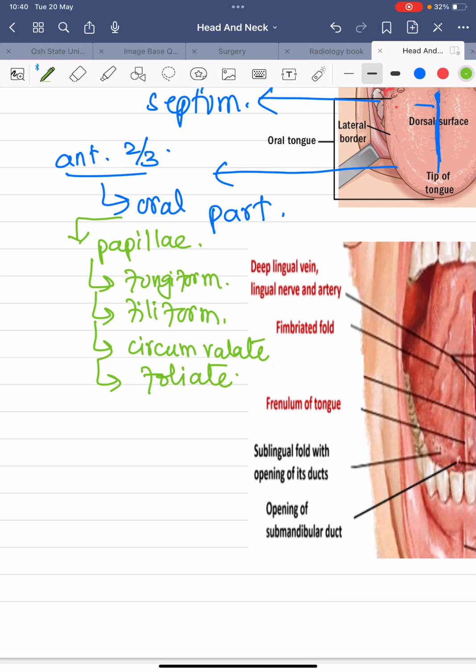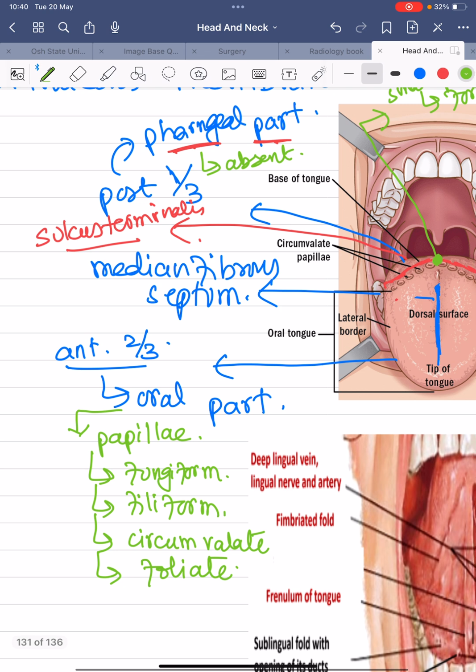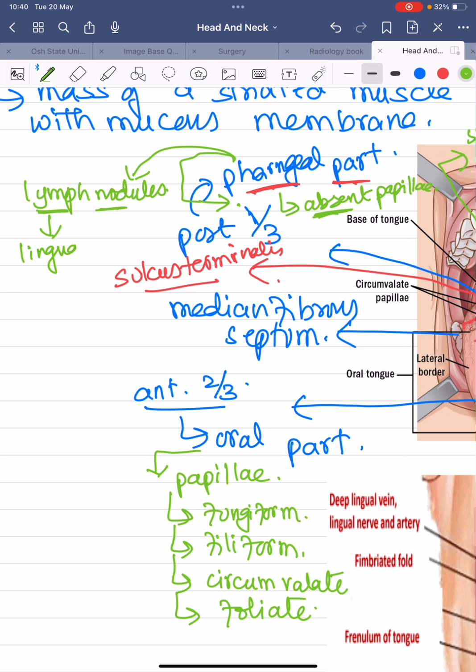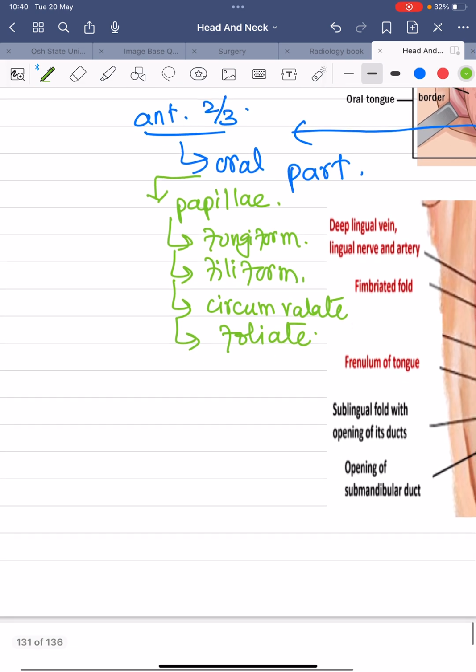The mucous membrane covering the posterior 1/3 part, or the pharyngeal part, does not contain papillae. In the pharyngeal part you have only lymph nodules present. In the posterior 1/3 part of the tongue, papillae are absent, but there are underlying lymph nodules, and they are known as lingual tonsils.